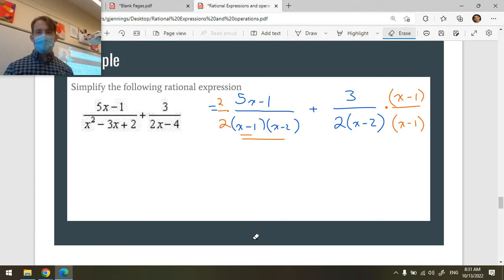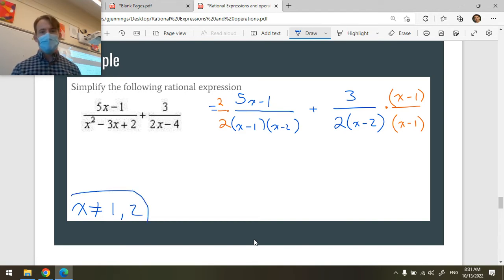Okay, so now see that we've created that common denominator of 2 multiplied by x minus 1 multiplied by x minus 2. So let's now state our restrictions. X is not equal to what two values? Plus 1 and 2, yes, that's right. So these are our restrictions here. And then let's work everything out.